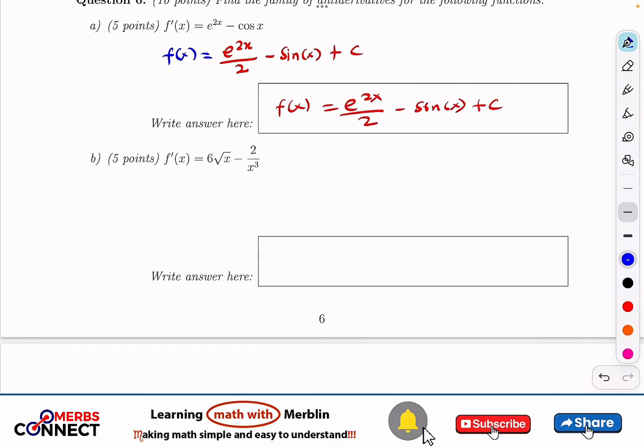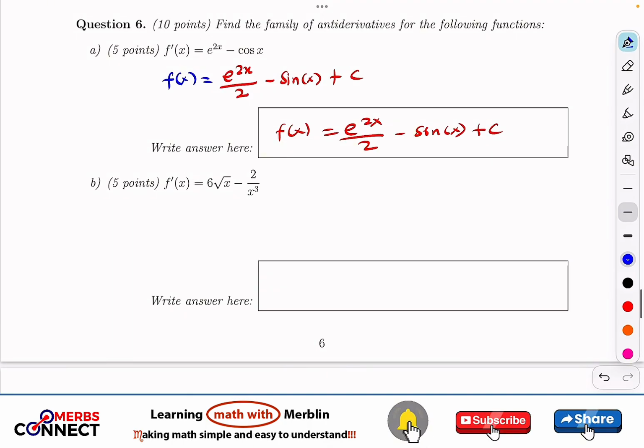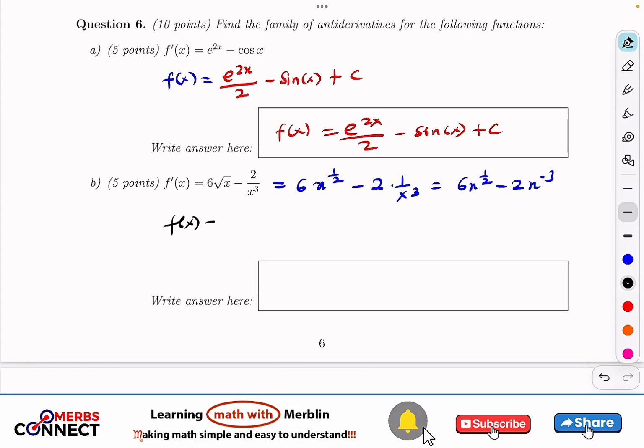Now this one, before we take the entire antiderivative, we can try to simplify this. So this is 6x to the power 1 over 2 minus, now this here can be written as 2 times 1 over 3x squared, so that we can write this one as 6x to the power 1 over 2 minus 2x to the power minus 3. So everything that we've done here is simplification. Now we are coming to take the entire antiderivative.